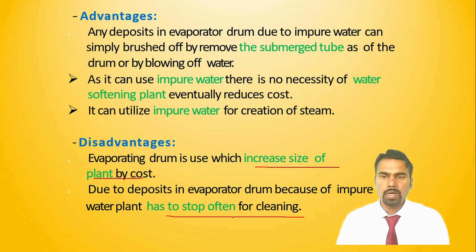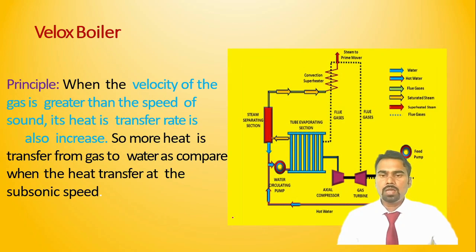This is the disadvantage. Then the next type of boiler is the Velox boiler. This is also a high pressure boiler which generates a pressure of more than 80 bar. This was invented by Velox, right?